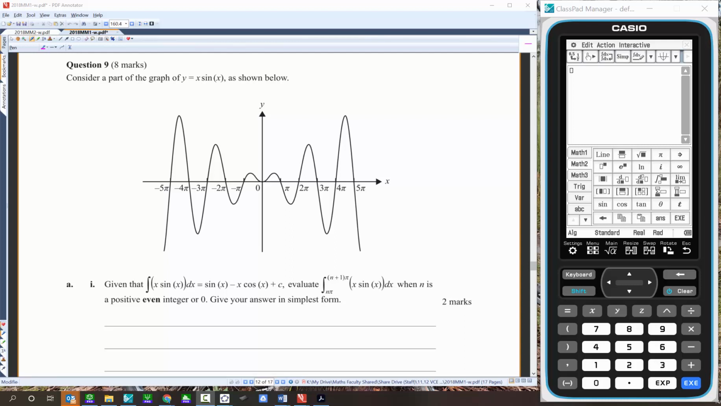Absolute ripper of a question here from the 2018 paper. What we've got is the y equals x sine x function. And that function is going to be a little bit unfamiliar to us. We're just used to y equals things like sine x, where we have a constant value or a constant amplitude sitting in this spot here.